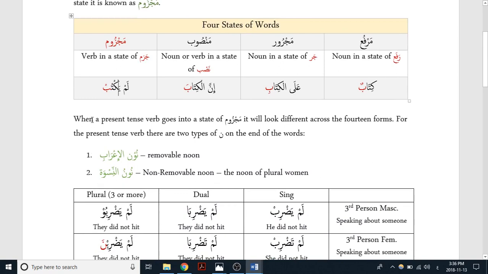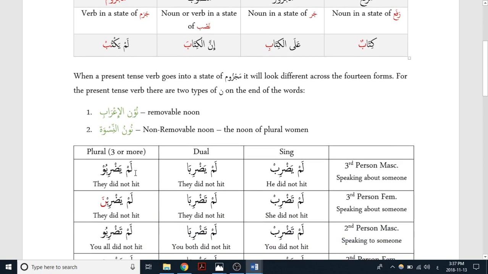Okay. So when a present tense verb goes into a state of majzoom, it will look different across the 14 forms. That sukoon is going to cause it to look different as we conjugate it. For the present tense verb, there are two types of noons on the end of the words. There's noon al-i'rab, which is a removable noon, and then there's noon al-niswa, which is the noon of plural women, and that cannot be removed. So let's see what that really means.